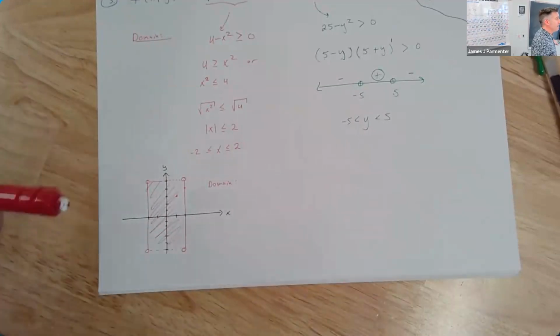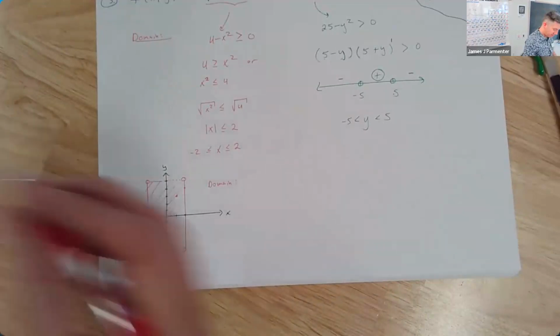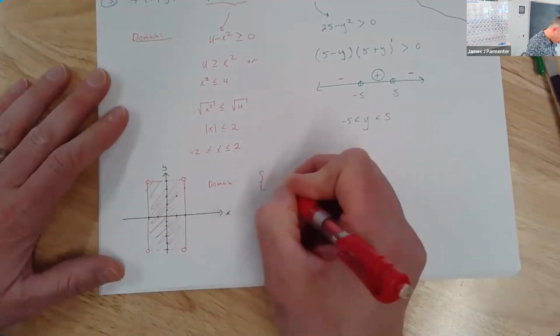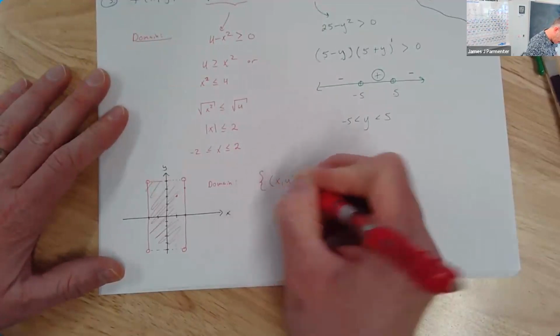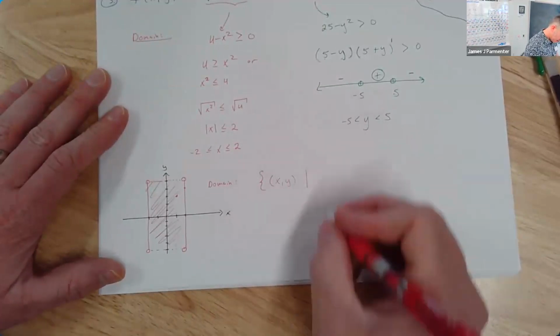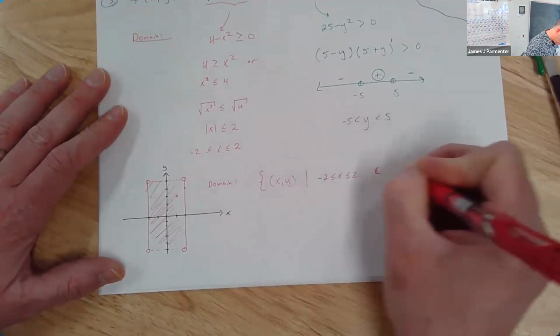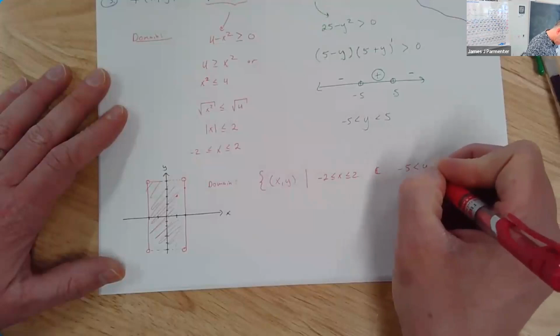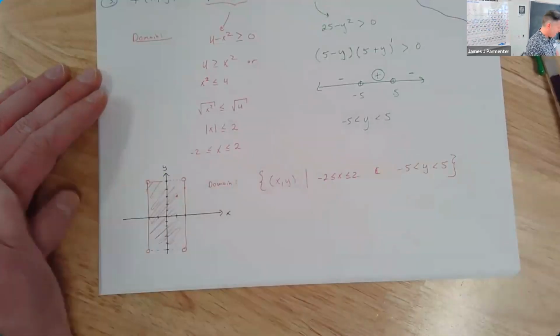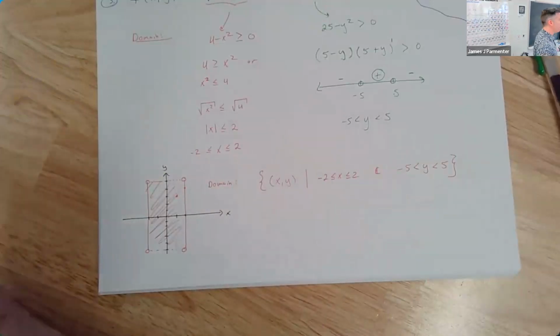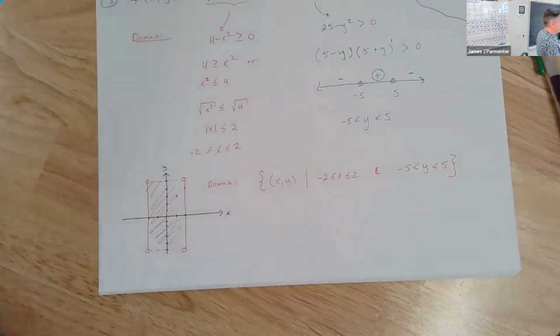Not very pleasingly, it's really just write down all the x and y that satisfy the inequalities you've already written. So if I was going to write the domain, it'd be all the points (x, y) such that x is between -2 and 2, and y is between -5 and 5. And kind of annoyingly, there's no better way of writing it. This is the best thing we've got.